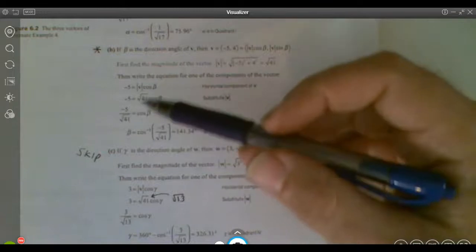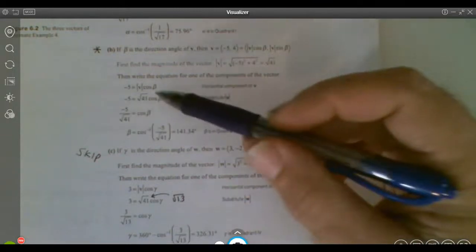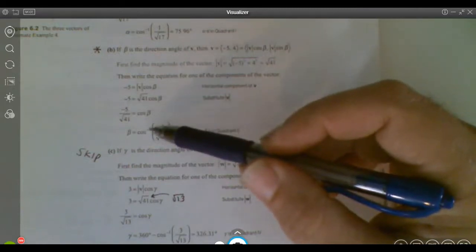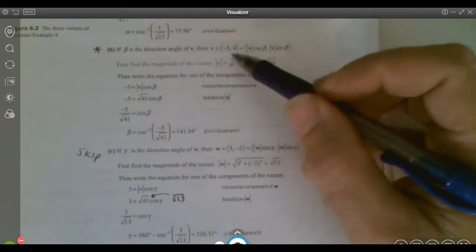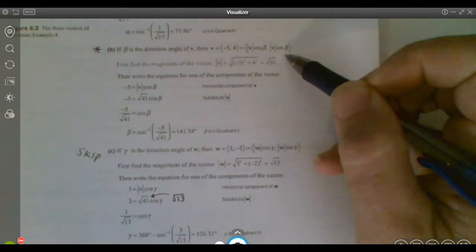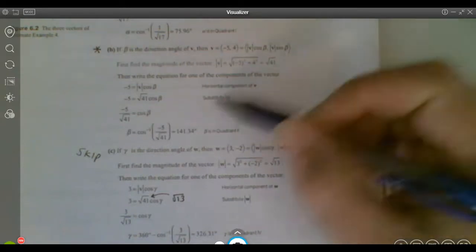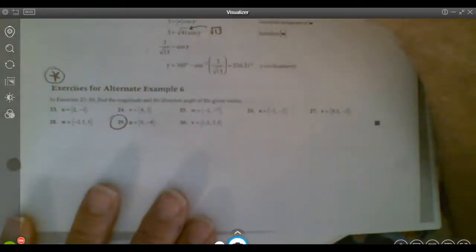And again, we could have done this with either the horizontal component or the vertical. They just chose to use the horizontal one. So we could have just as easily said 4 is equal to magnitude sine beta, and then solve that equation. And if we did this all correctly, we should get the same answer that we got right there. So let's try one of those.